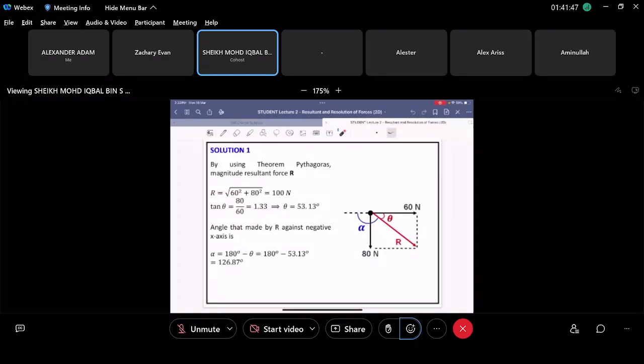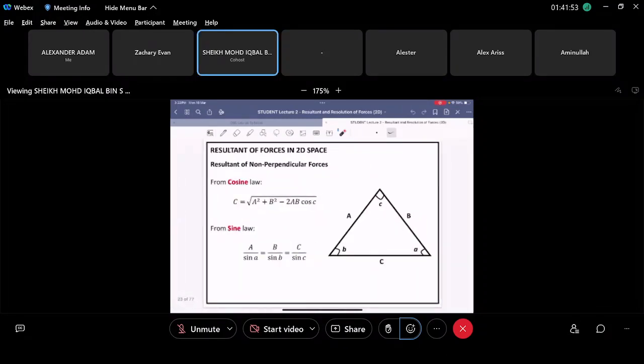So I think this is a very easy exercise. All right. So there are other ways to calculate the resultant forces as well. If you cannot solve it using the Pythagoras theorem, you can use the cosine law and you can use the sine law, depending on what magnitude and what angle you have for that particular problem, right?